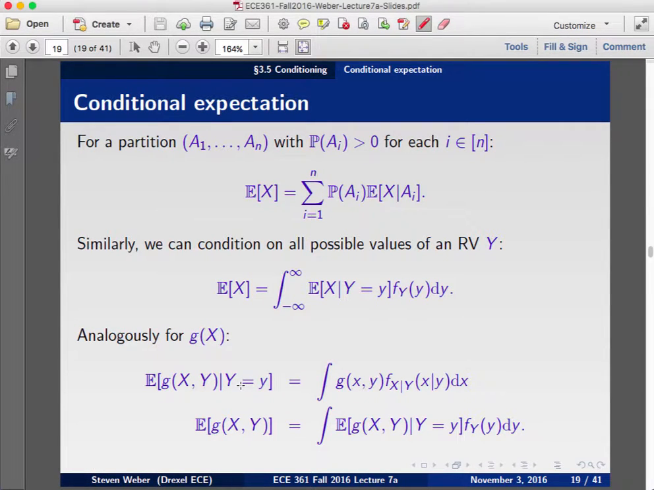So in effect, what you're doing is you're integrating over all possible values of x and y, and you're going to evaluate the function g at the pair xy, ultimately weighting it by the joint density function f of x comma y. Now that joint density function might be best expressed as the product of the marginal times the conditional, and that's the whole point of this derivation here.